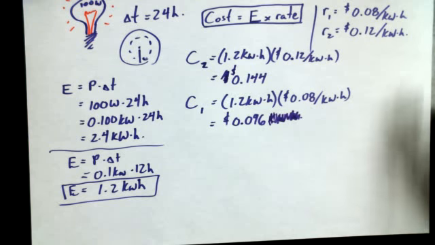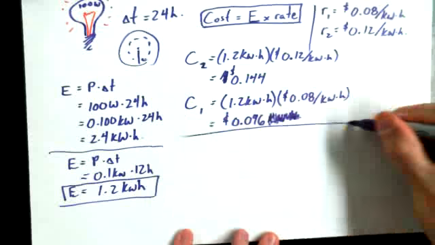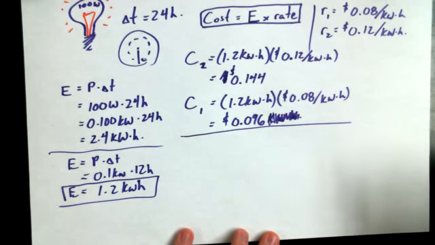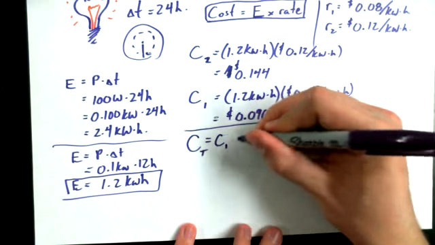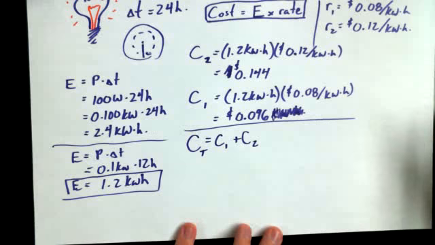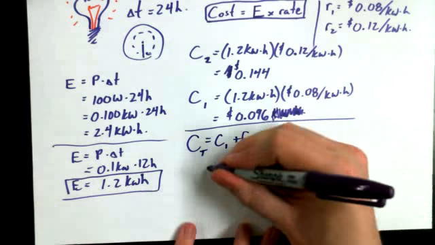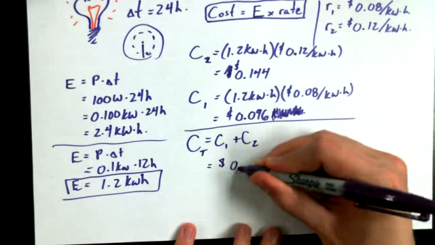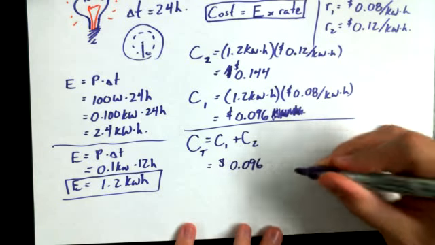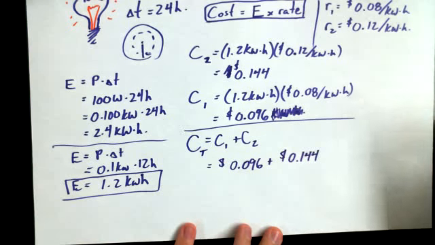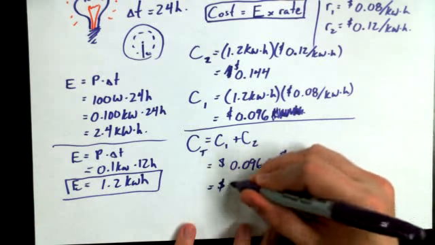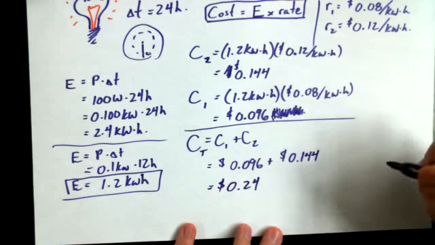Okay, so we've got two costs, one for one part of the day, one for the other part of the day. And I'd like to figure out what the whole cost is for running this 100 watt light bulb for a day. So I could say, well, cost total, if you like, is equal to C1 plus C2, of course, the cost to run it during the day and during the evening, which is 0.096 or 9.6 cents plus 0.144 or 14.4 cents. Can anybody tell me how much it costs to run this 100 watt light bulb all day long? John? 0.24. Yeah, 0.24 or 24 cents.